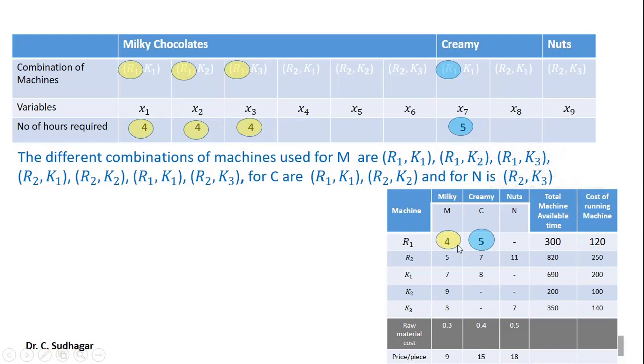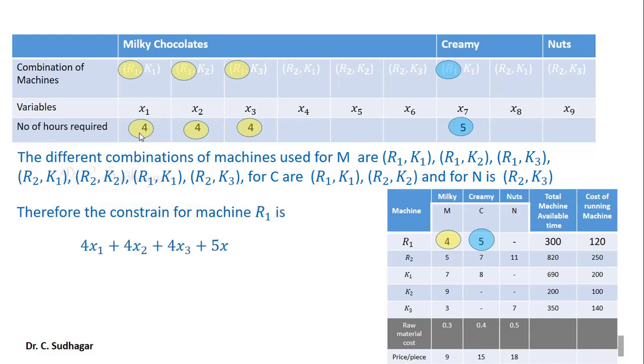How many times is this R1 machine used? The R1 machine is used when you are making this type of product, this type of product, and this type of product. So how many of each type of product are we making? X1, X2, X3, from the variables we have taken in the previous slides. Now creamy chocolate is X7. So just track them. When I am calculating the constraints for the machine R1, we are using 4 hours for the first one, 4 hours for the second one, 4 hours for the third one, and 5 hours for the seventh type of chocolate.